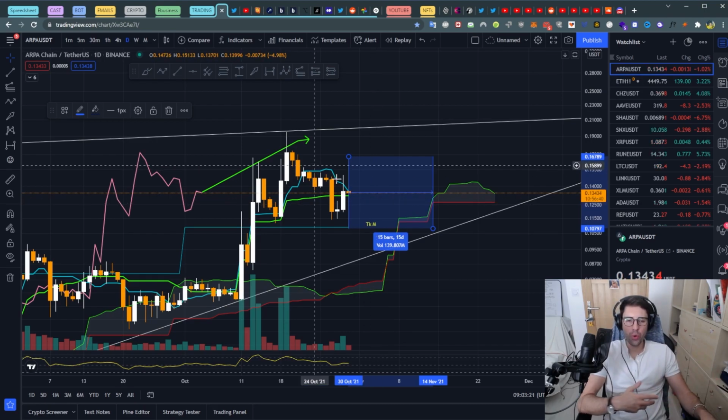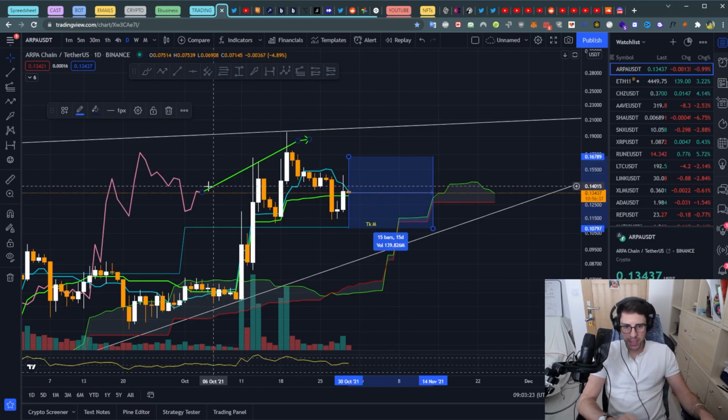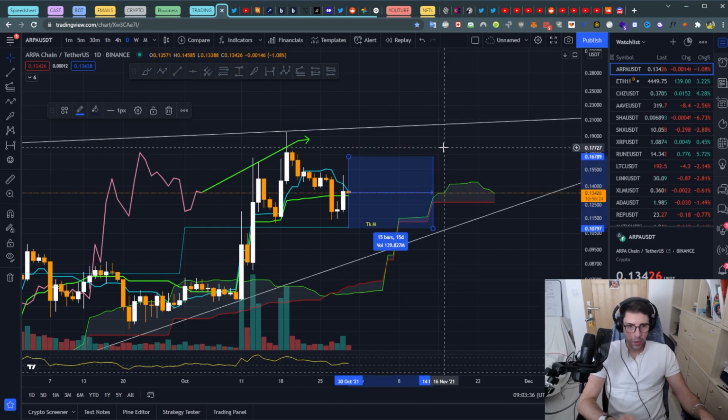Doesn't mean we're going to go right away, because you see we still have some space in between here and here before we have to push above. We still have space, so we might not go bullish right away, but at some point we should. And you can see here on our cloud, it will take us above around here. That will take us around the 0.17.